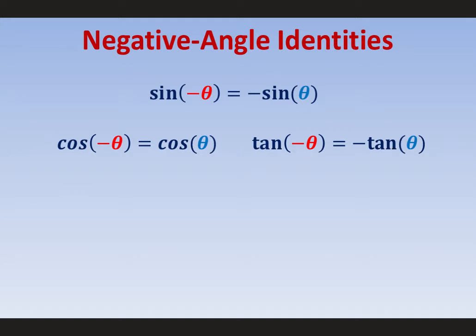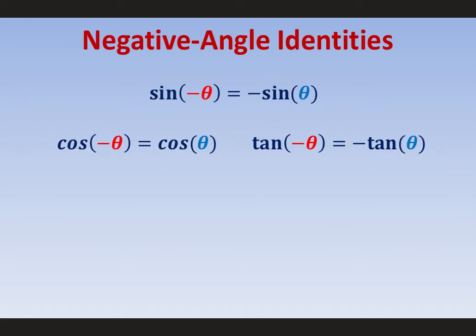Tangent matches the same as sine. The tangent of a negative angle is equal to the negative tangent of the positive version. So tangent of negative 20, you can take that negative out and do the tangent of positive 20 instead. So for sine and tangent, the negative does a change.